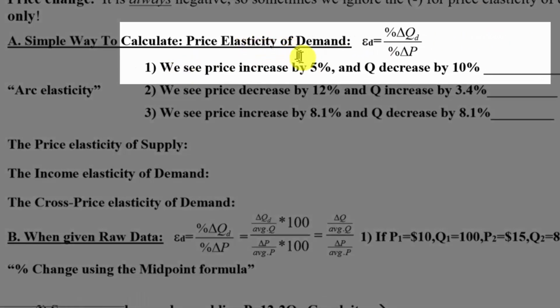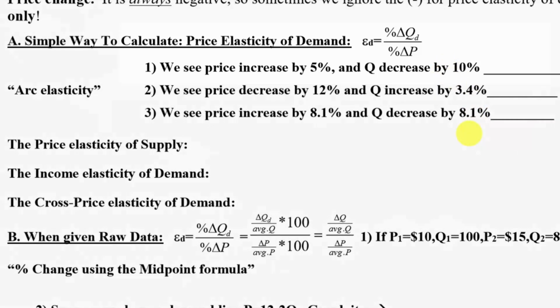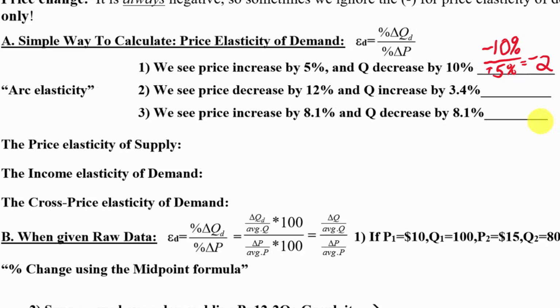Suppose we saw the price go up by 5%, so that'd be a plus 5%. Quantity that people are buying goes down by 10%, so that'd be a minus 10%. What would the price elasticity of demand be? Calculate it. So of course, as we see in our formula up here, the effect we're looking at is the quantity, so that would be minus 10% on the top, divided by a plus 5% on the bottom, and that would give us an elasticity of minus 2, price elasticity of demand of minus 2.